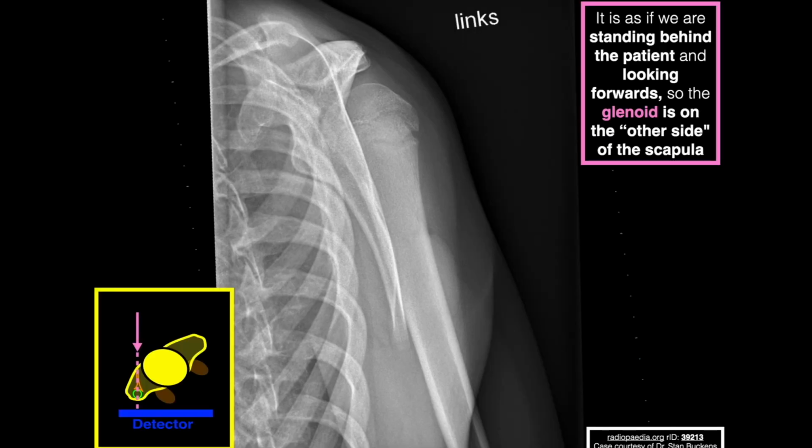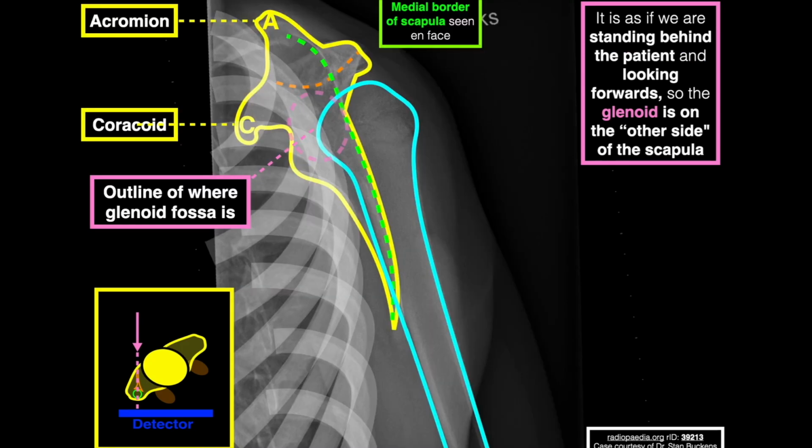It is as if we're standing behind the patient looking forward, so the glenoid is on the other side of the scapula. Here I've highlighted the scapula in yellow and used the letters A and C to denote where the acromion and coracoid are located. I've also outlined where the glenoid fossa would be on the scapula.